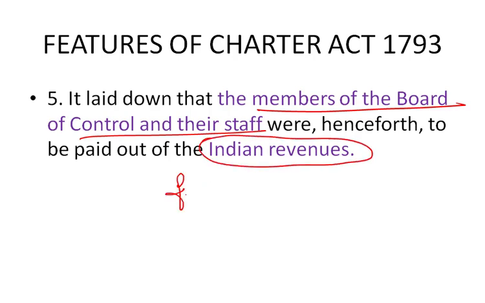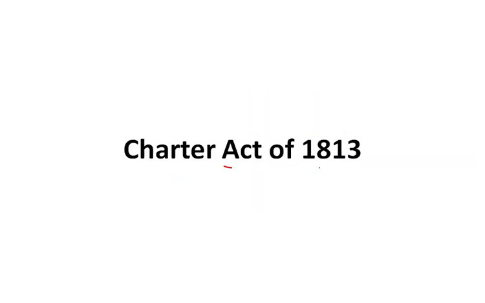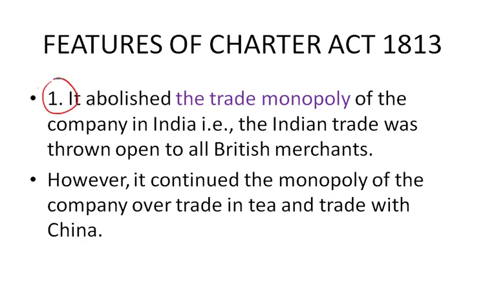So the payment to the foreigners from Indian revenue started from this Act. Now we will discuss the Charter Act of 1813. The first feature of this Act is it ended, or abolished, the trade monopoly of the East India Company in all commodities except the tea trade in India and the Chinese trade.